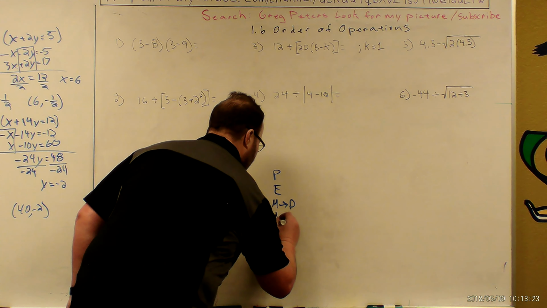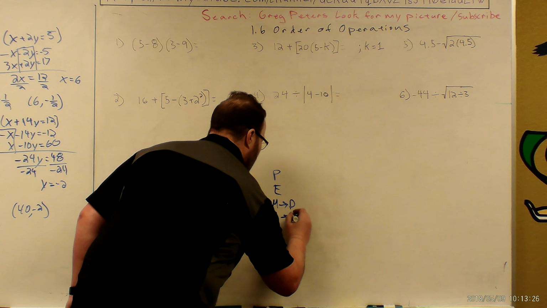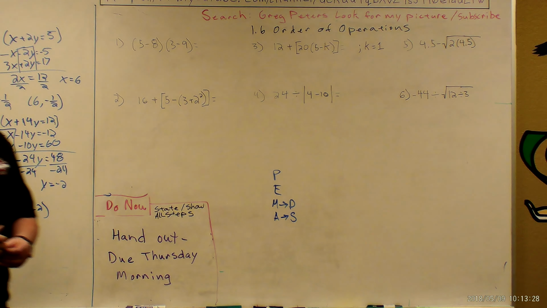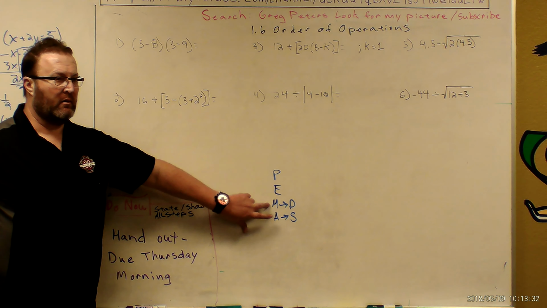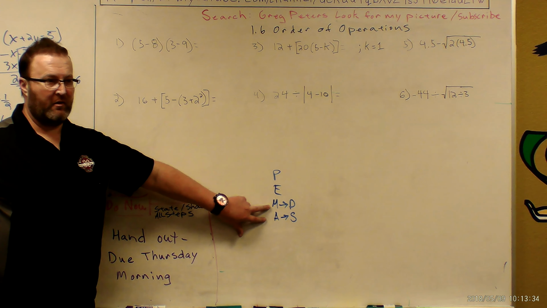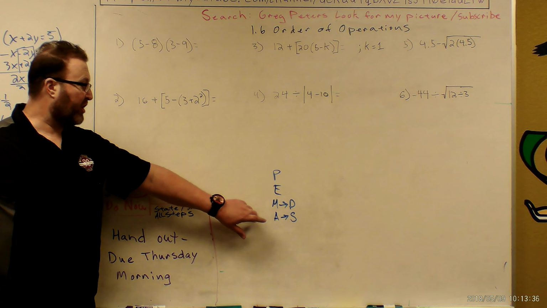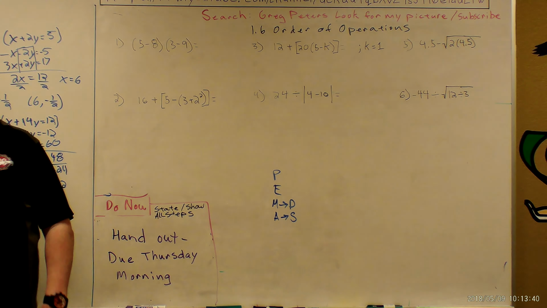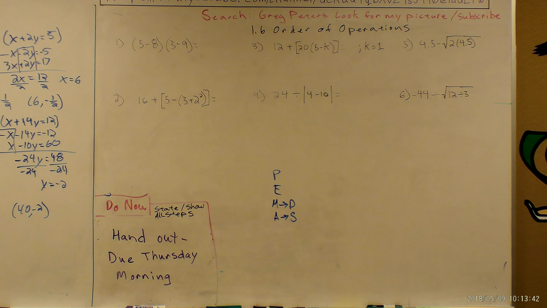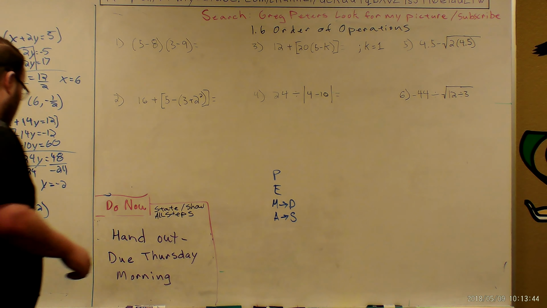Okay, I have a question. Addition. Subtraction and addition. What order do these come in? Left to right. That's correct. So it's not multiply before divide, right? It's whichever one comes first. Is that clear? Same with adding and subtracting.